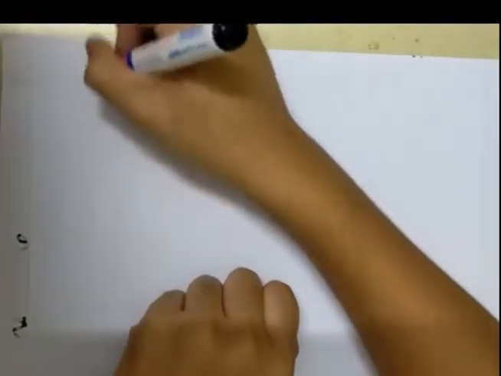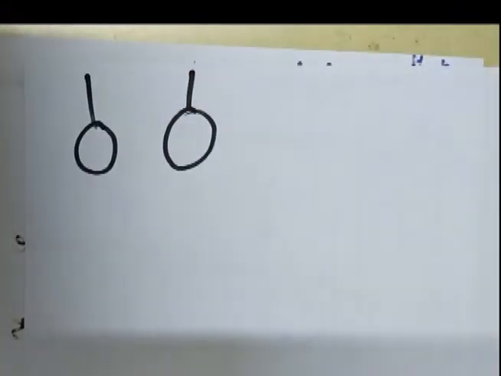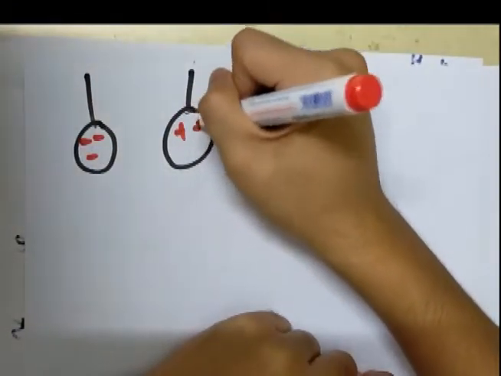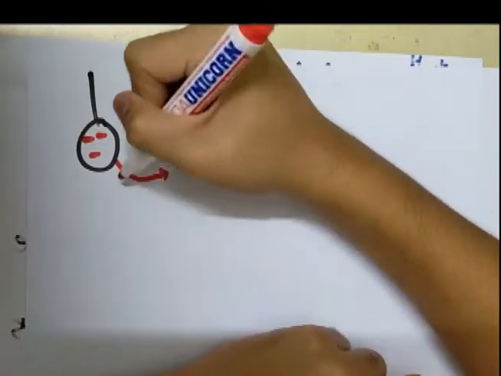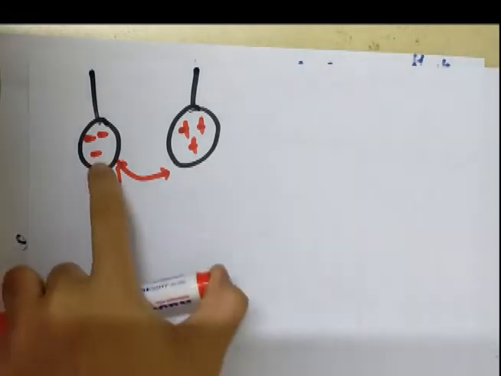Okay, so the next thing we'll learn is electric charges. Now I've got two balls. One is negatively charged, one is positively charged. So what will happen is that they will attract each other, right? This one you should know. When they attract each other, it's like unlike charges attract.